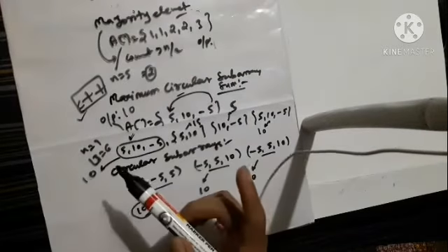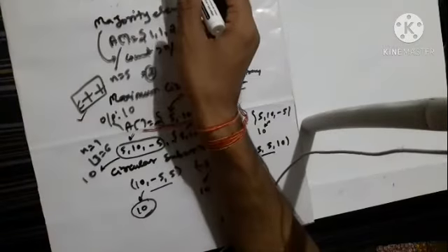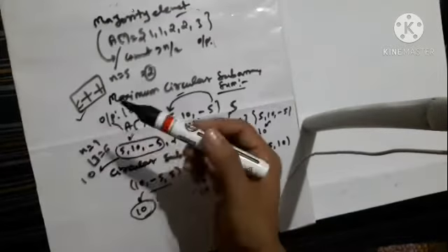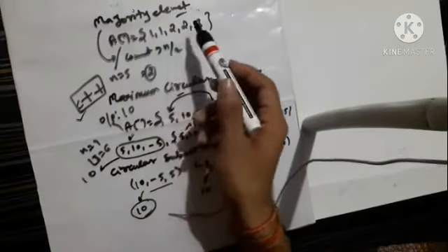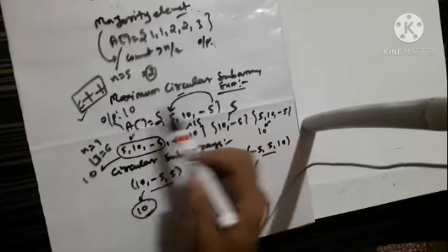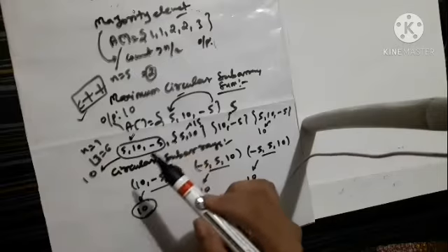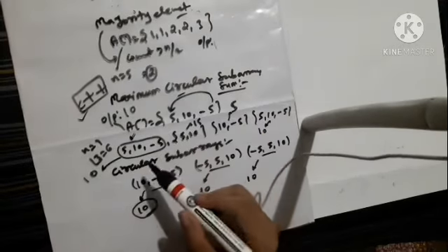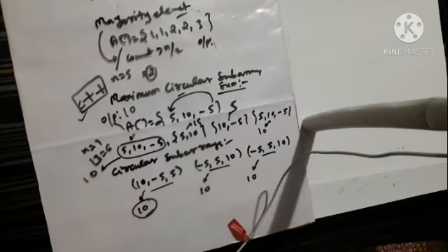But first try to code the trapping rainwater problem. This is the problem statement. Then try to write the coding part for the majority element, and after that try to write the maximum circular subarray sum in C++. We'll also discuss how to code these 3 particular problems in the upcoming video series.